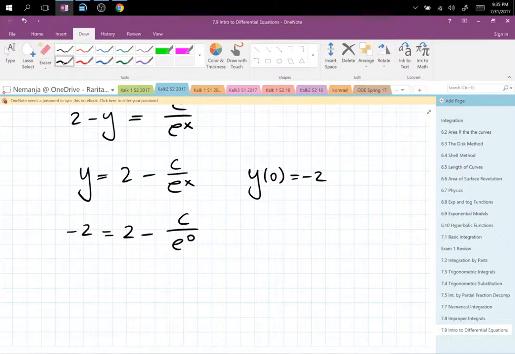Don't forget that your k is negative 1, right? e to the 0 is 1. So C is 4, right? Is it? Bueno.